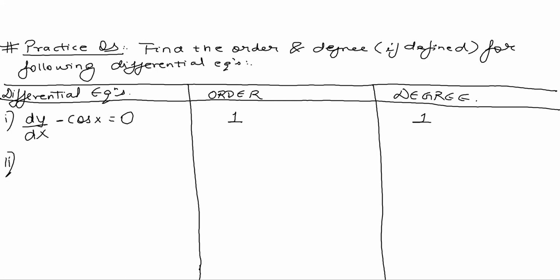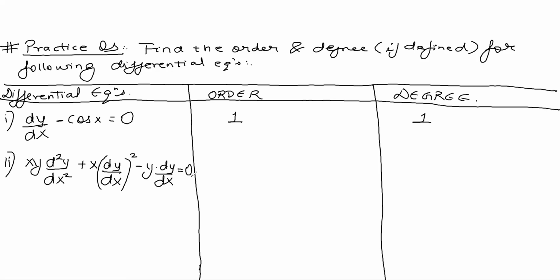Similarly, let's look at the second equation. x y into d square y by dx square plus x into dy by dx whole square minus y into dy by dx equal to 0.